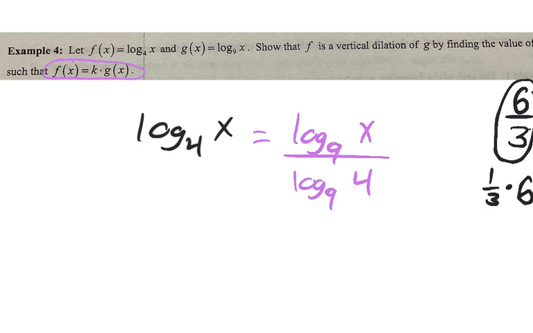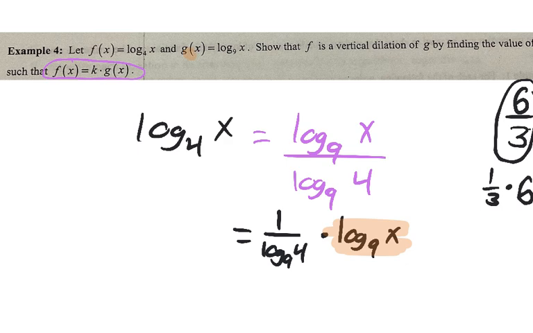Same thing I'm going to do right here, with log base 9 of 4. If I take that denominator out, it's just a number. I can move it out front and make it be 1 over log base 9 of 4, times log base 9 of x. So what have I done? Log base 9 of x is g of x, right? So have I written this as g of x times some constant k? I have. That's all it wants us to do.